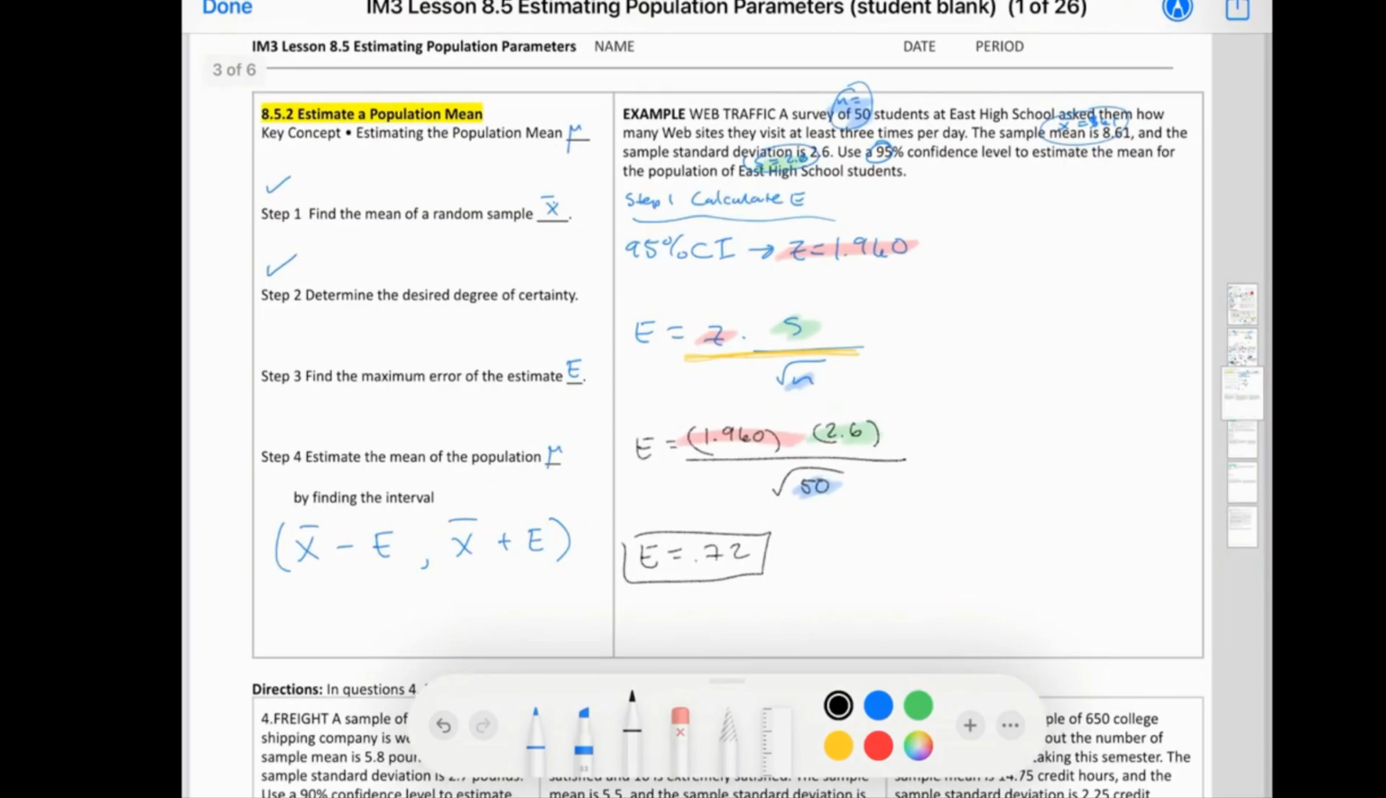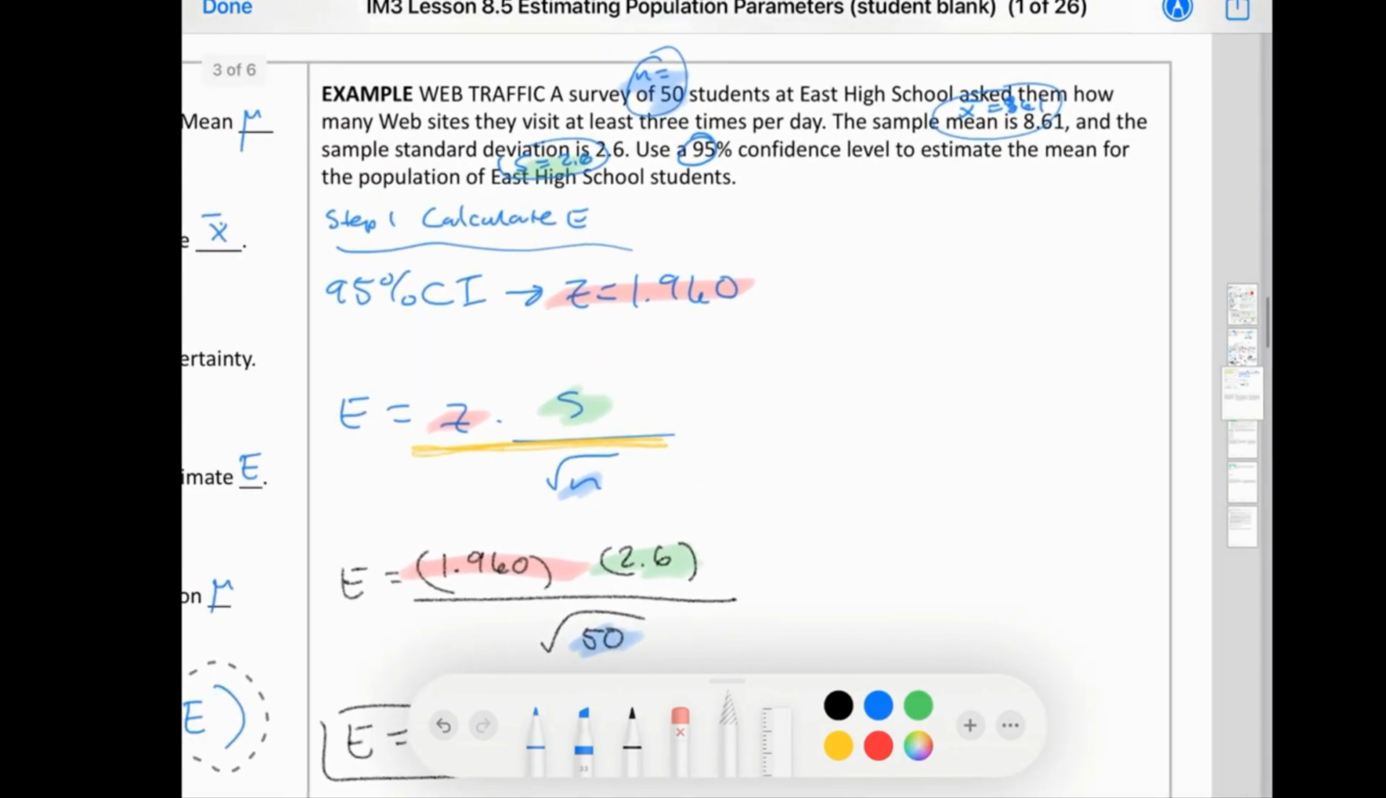Okay, let's review what we've done. Step 1, we found x bar from the information above. Yes. Determine the degree of certainty. Yes. 95% gives me z 1.960. We found E. Estimate the mean of the population by finding this interval. Okay, so hey guys. Magic. This is the formula that I need. Boom. Okay, so step 2, let's just find the interval.